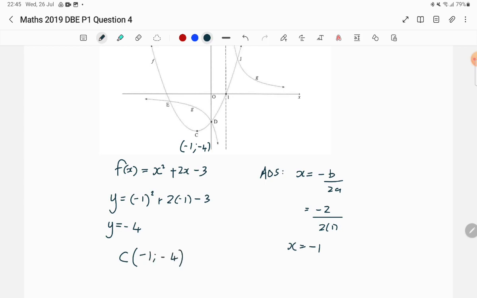and minus 4. So the alternative technique again would be your calculus technique, where you would find the derivative and equate it to 0. That's how you would get x is equal to minus 1, and then still take that and sub it into the original equation.